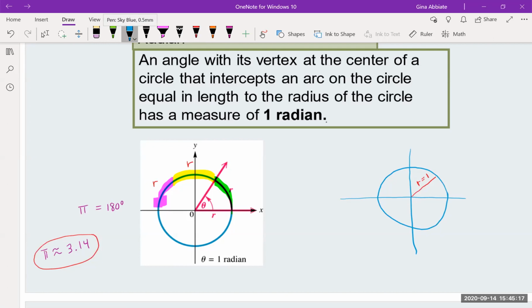If we were to go all the way around the circle, we would end up at a radian measurement of 2 pi. 2 pi is going to be about 6.28, just taking this number 3.14 and doubling it. And so 6 radians is going to be probably about here, just before we get back around to the x-axis again.